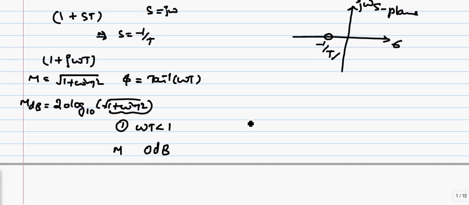Now if we have a second condition where omega T is greater than 1, in that case omega square T square will be much larger than 1. In that case we can neglect 1 in this term, and we can write this term as square root of omega square T square, which is nothing but omega T. So we can write this magnitude as 20 log base 10 of omega T, fine.